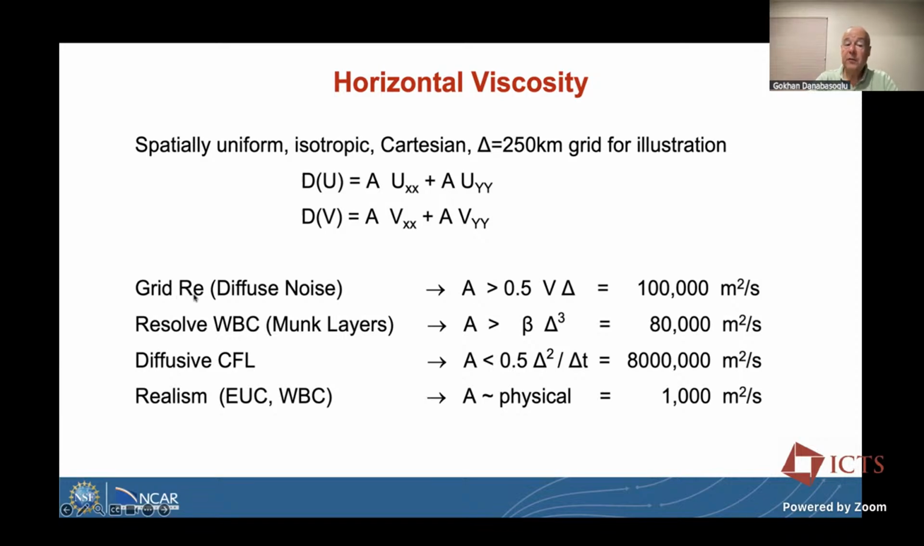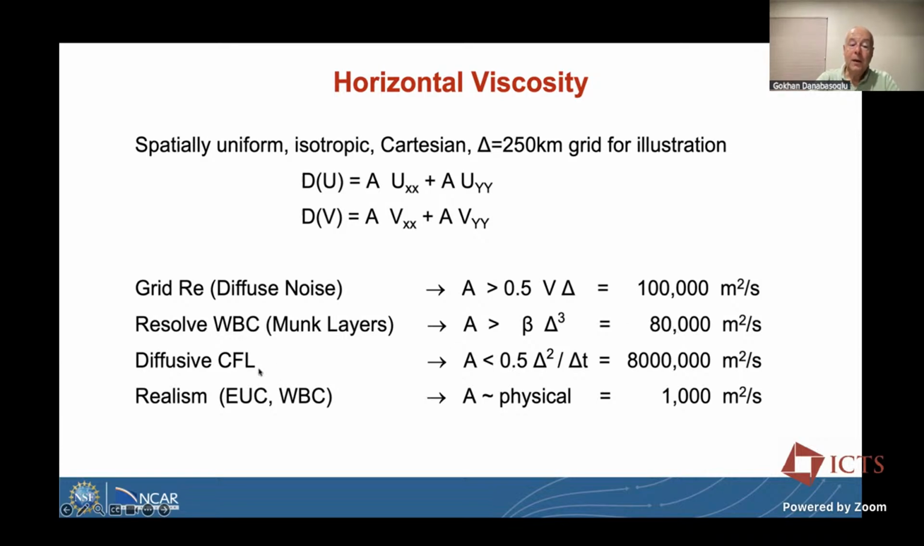One is grid Reynolds number. If you do not obey this, then you get diffusion noise, and this is the equation for that. This is saying that your diffusion coefficient, viscosity, sorry, should be order 100,000 meters squared per second. This is a rather large number. Near the boundaries, you need to be careful and resolve, or at least try to resolve, boundary layers, western boundary layers. These are referred to as the viscous Munk layers. And this is the equation for that. This is telling us that your viscosity coefficient should be 80,000 meters squared per second.